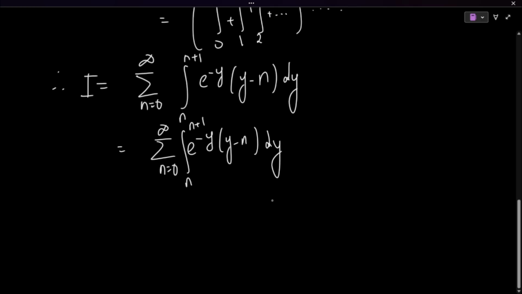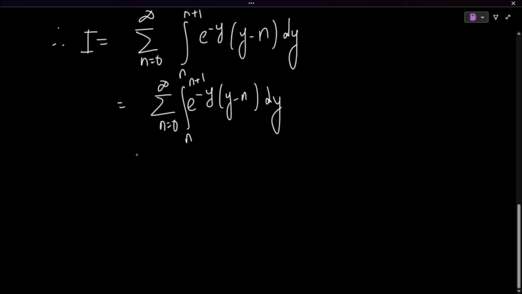Now, how do you evaluate this entire summation? First of all, in order to evaluate this, we must do the integration first, and only then can we try and do the summation. So first let's do the integration as follows. Now, the integral from n to n plus 1 of e to the power minus y. So we basically have two different parts.